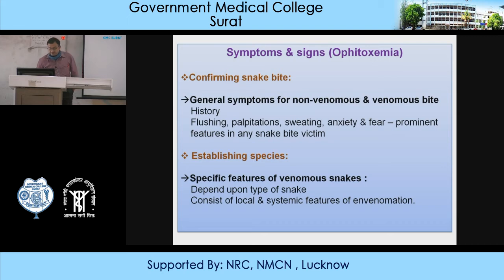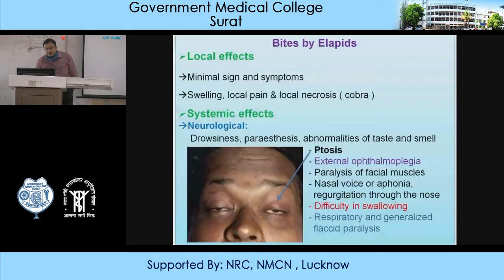Now establishing species. When it is a venomous snake, now you have to establish the species, whether from Elapidae meaning neurotoxic, vasculotoxic or myotoxic. Now specific features of venomous snake depend upon type of snake, consisting of local and systemic features of envenomation. Now these are bites from Elapidae, meaning Krait and Cobra.